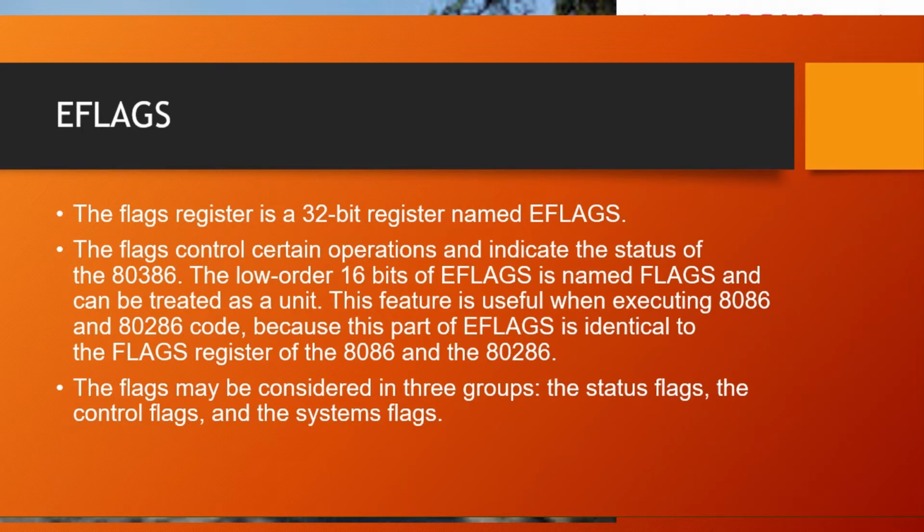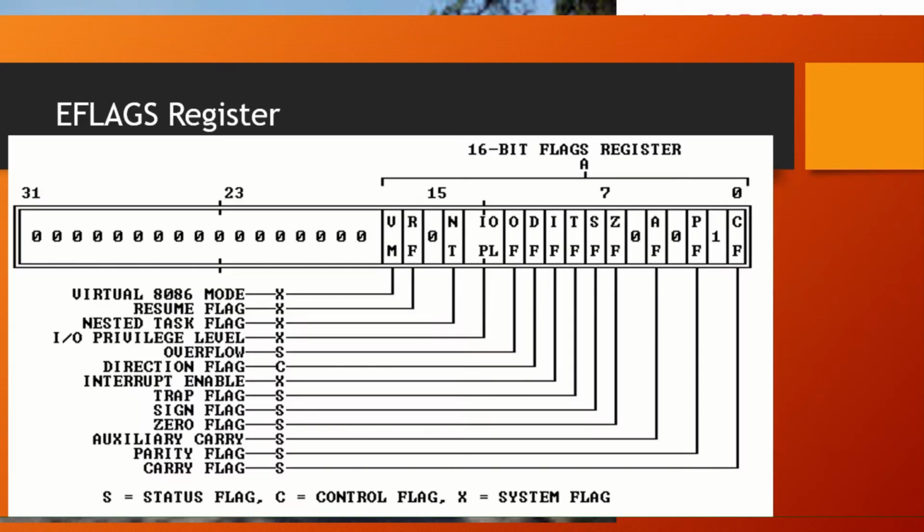Then the control flag is basically used in string-related operations. The direction flag is the only control flag in the EFLAG register. Then the system flags identify or reflect information related to system operations, and they also tell us about the privileges, the interrupt status, and other system-related information in the 80386 microprocessor.